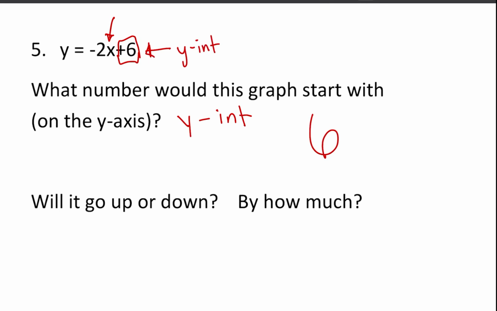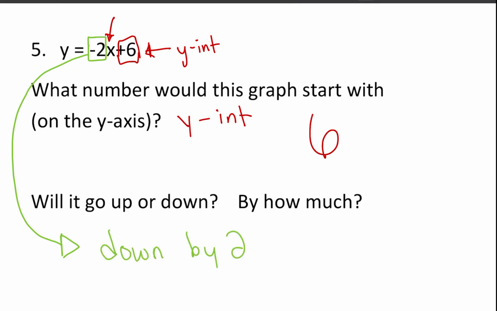Then it says, will it go up or down and by how much? Well, we've already used the 6, okay? So right now we're looking for the common difference. Our common difference is the number attached to the x. It's negative 2. So I want you to box that and have an arrow drop down. If it's negative 2, will it go up or down? That's going to go down, and it's going to go down by 2. Okay? So even on our table, we're going down by 2, and on our graph, we'll go down by 2.